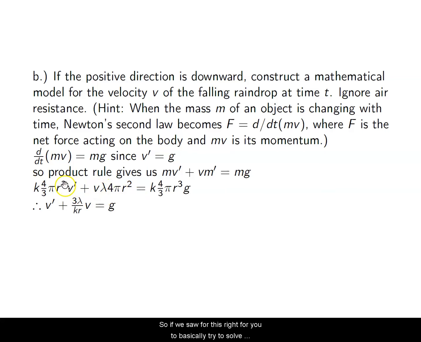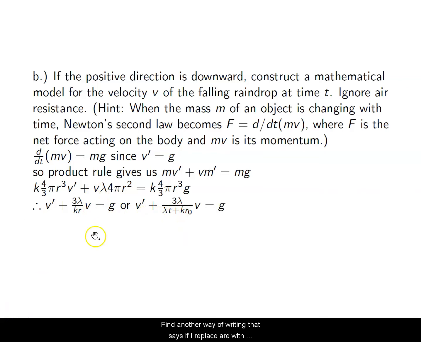So if we try to solve for v prime, all of this stuff is semi-constants, though r is a function of t. If I take all this and divide everything by k 4 over 3 pi r cubed, this is what I'll get out, so v will be by itself. Here, this and this are the same, so I'm left with g. And when I divide this by this, this is the constant I get out, lambda over k. 4 divided by 4/3, the 4's cancel and the 3 comes to the top. And then I still have my v that's here.